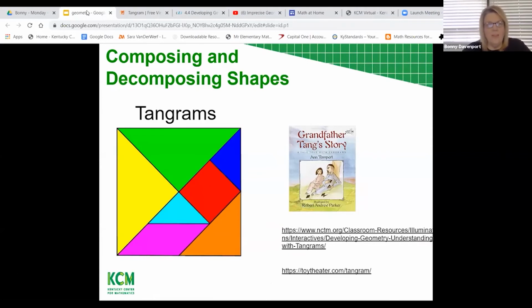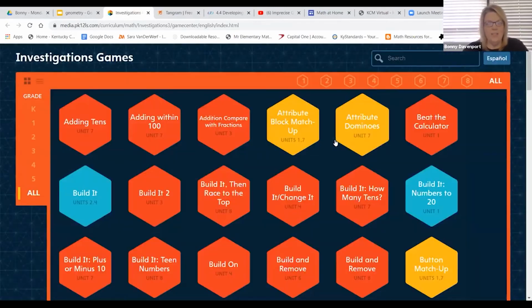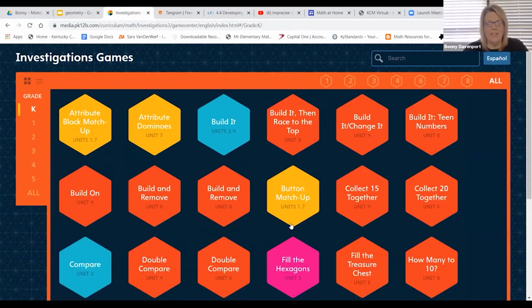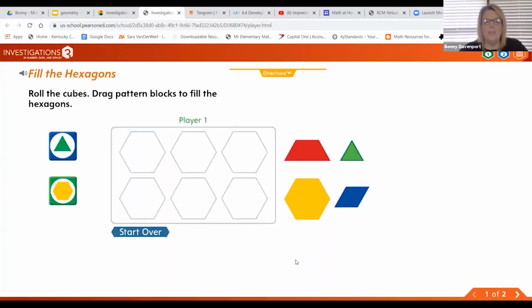Another manipulative that I like to use are pattern blocks. Pattern blocks are essential for any K-1-2 classroom, especially when you're learning about geometry, and they're pretty universal. They come with these shapes. Investigations has some great games. So when you go to Investigations, you can pick your grade level and go to the games about geometry. I especially liked this one.